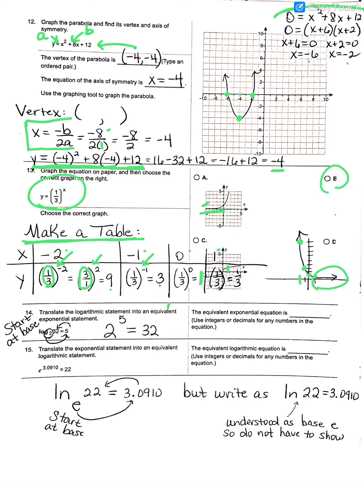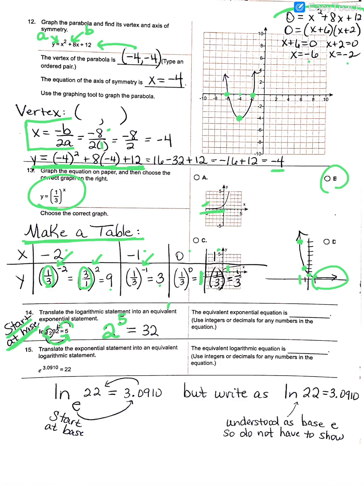Okay. Question 14 is just a translation. You're taking it from logarithmic form into exponential. And what I say is always start at your base. So in log form, your base is the little subscript. So I always start there, write that down first, and then I'm going to make a counterclockwise circle. 5 becomes your power, so that goes here. And then you say it's equal to whatever is sitting right there, which in that case is the 32. And that's all they're asking you to do there.